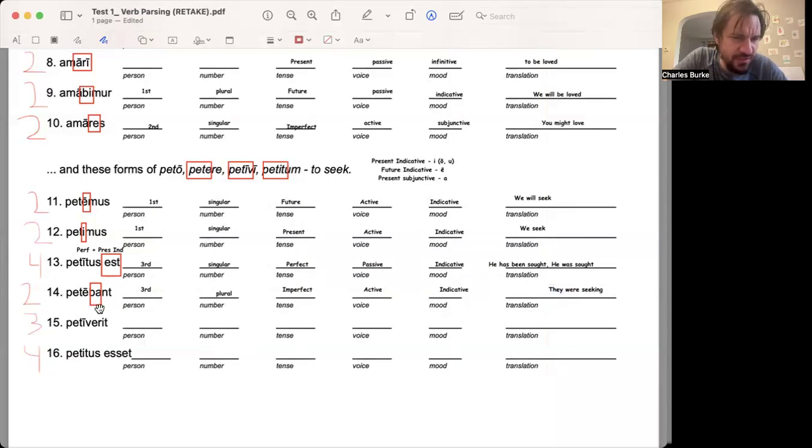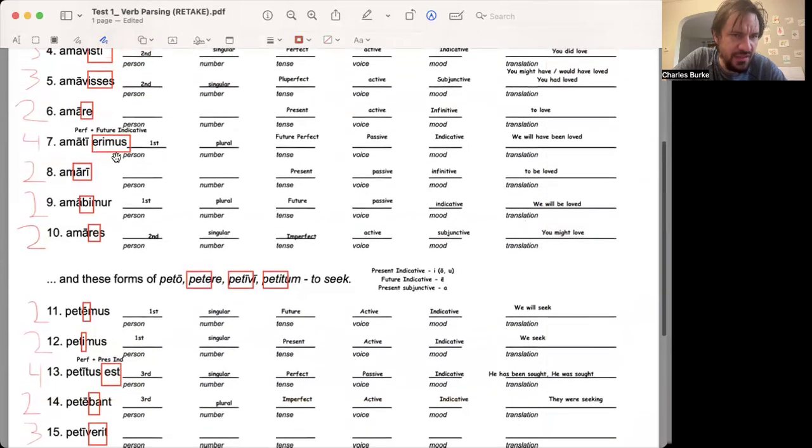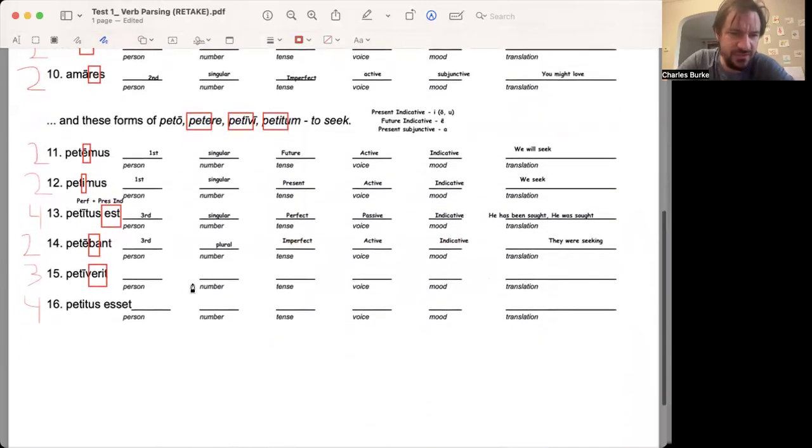Petiverit. I'm going to look at that ERI. And just like earlier, how that ERI meant future perfect, so here it's going to mean future perfect. This is your future perfect. Third principal part means it's always, always, always active. And this is your indicative. Except I lied, because that's not the only thing it can be. The ERI is also the tense marker for the perfect subjunctive. So we have two options here.